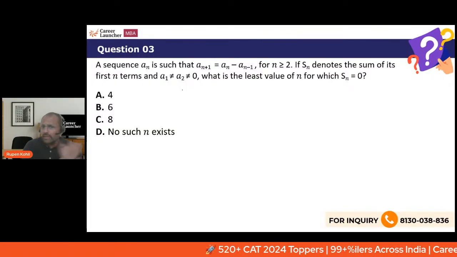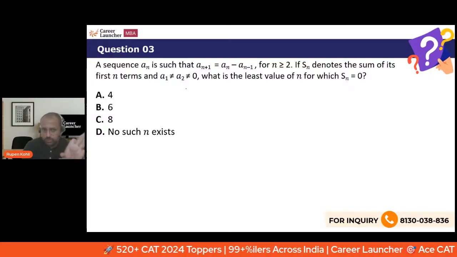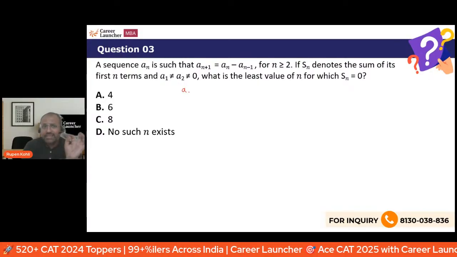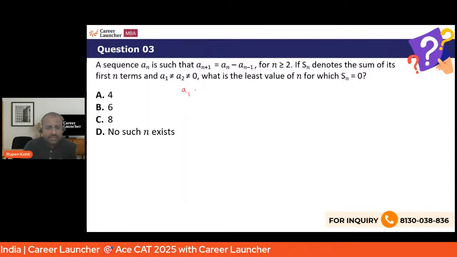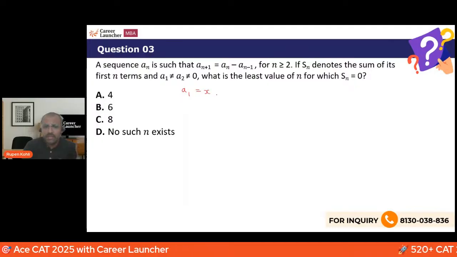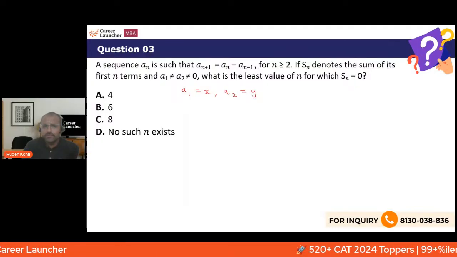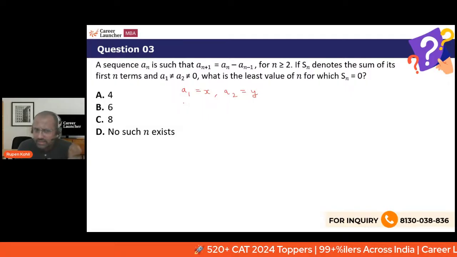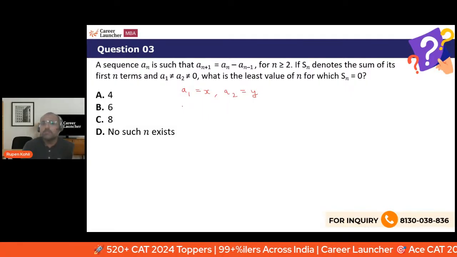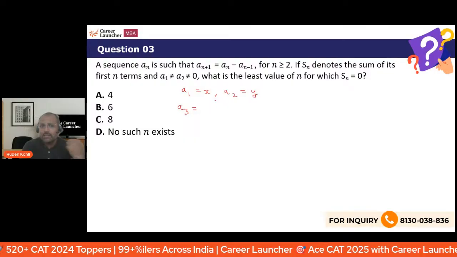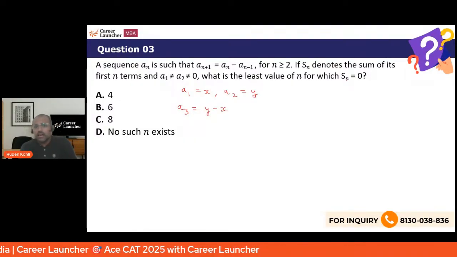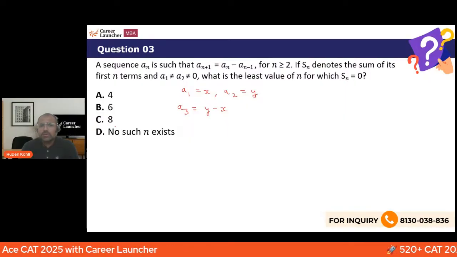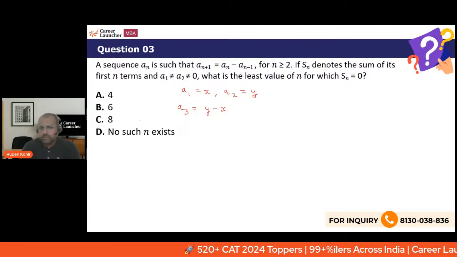Now, we don't know the values of a1 and a2, but all that we know is that they are non-zero. So from a3 and onwards, we'll start defining the terms, right? Let's just, for convenience of writing, write a1 as a number x and a2 as a number y, which are variables, so that we can then start writing the subsequent terms in terms of that. So what does a3 become? A3 becomes a2 minus a1, which is simply y minus x. Now, keeping the options in mind, I am expecting the sum of either 4 or 6 or 8 terms to be 0. If none of that happens, then D might be the correct choice. Let's see what happens.